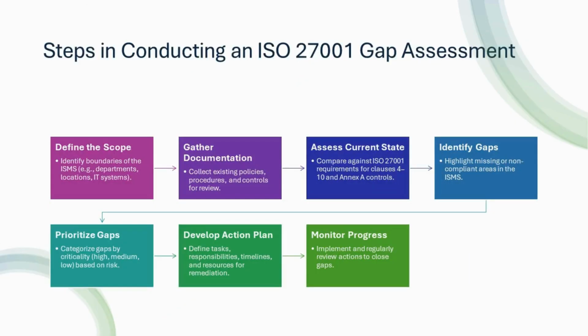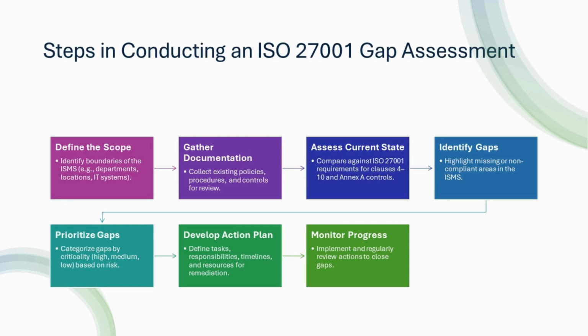There are 6 steps to conduct a successful gap assessment. First, define the scope. Decide which parts of your organization and IT systems are included in the ISMS. Second, gather information. Basically, gather evidence. Collect all existing policies, procedures, and controls. Trust me, you will need this. It could be in the form of emails, communication within the organization, or a recorded meeting. Gather the evidence. Third, assess the current state. Compare the setup with ISO 27001 requirements. Is the customer, or if it's you, the organization, compliant or not?